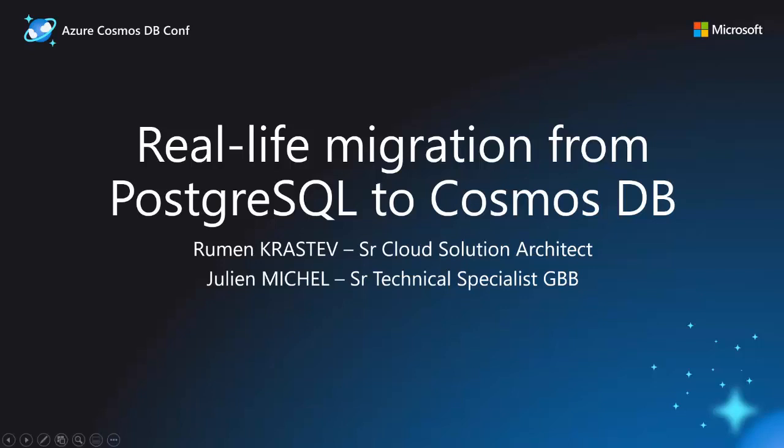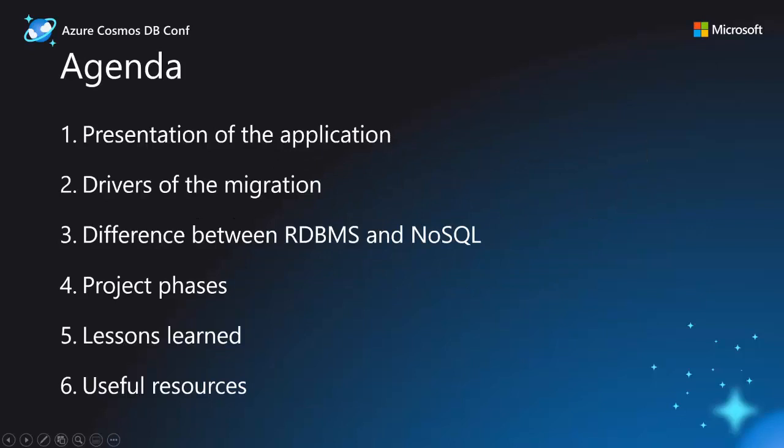During this session, we will have several parts. So, of course, Rumen will start by presenting the application and the driver of the migration that led the customer to move from PostgreSQL to Cosmos DB. I will then speak about the differences between relational databases and NoSQL databases and the different phases of this project. And then Rumen will speak about the lessons that we learned during this project, sometimes the hard way, and the useful resources that you can use if you want to reproduce the same.